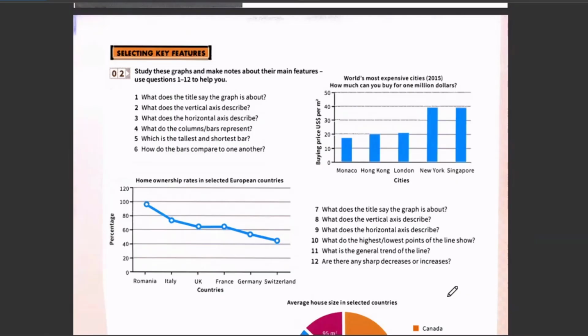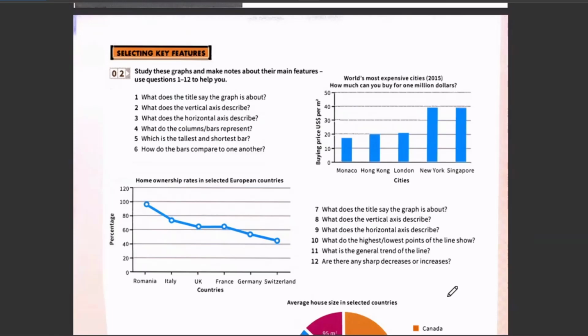Very good. So what does the vertical axis describe? The buying price US dollar per meter square. Per meter square. So when you will be writing what the vertical axis describes, you can write: the vertical axis describes the cost per meter square in US dollars. Because we cannot write exactly what is given in the diagram. We have to shuffle the words and bring some words that are easier to make others understand. So we can write the vertical axis describes the cost per meter square in US dollar. Okay, same way you have to answer the next questions as well. So let's do the first set together and then the next two sets you can do by yourself.